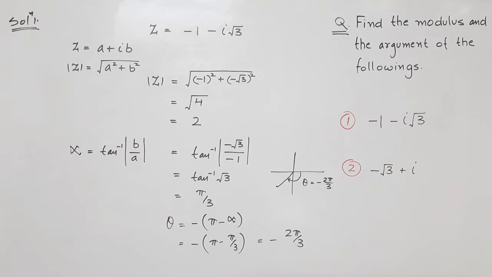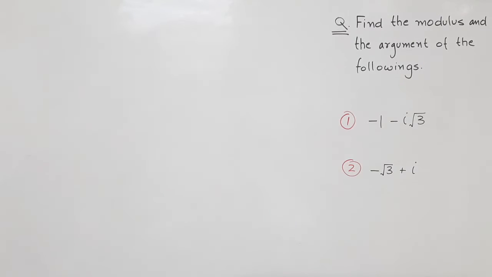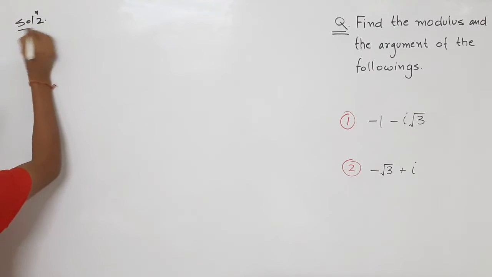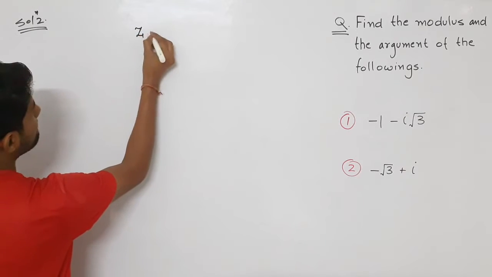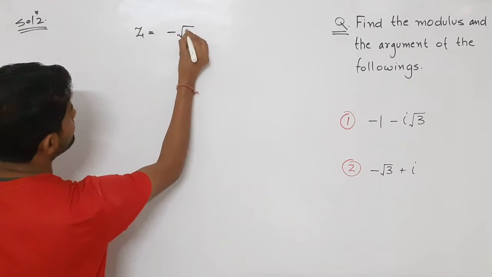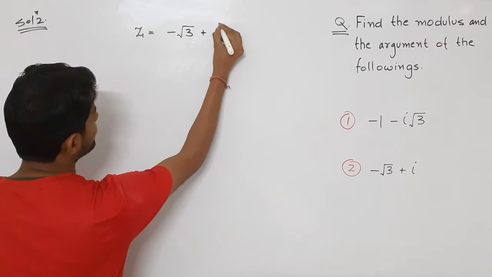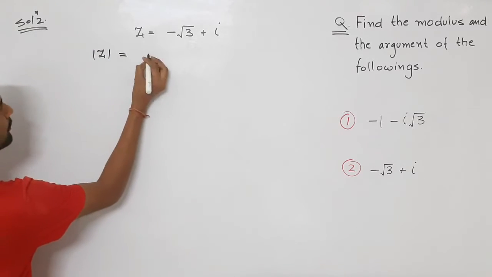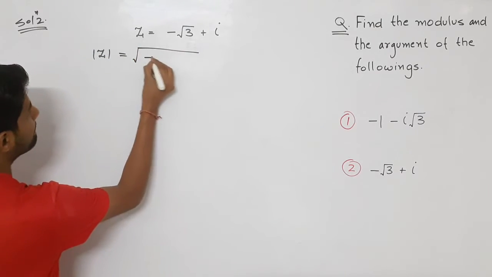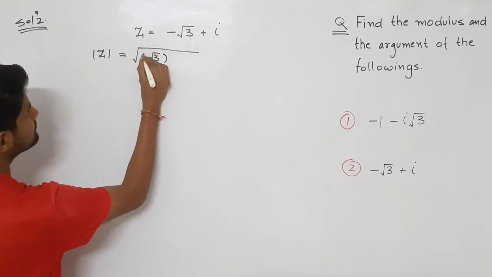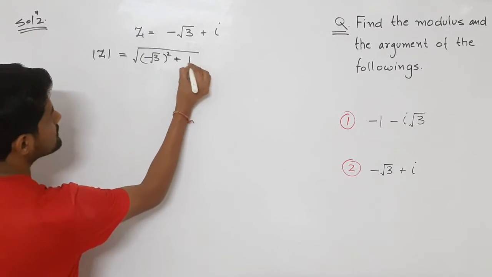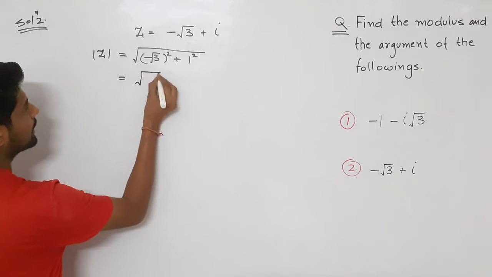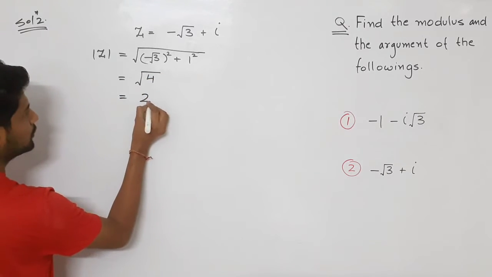Okay, now let's see the second question. So in second question we have minus under root 3 plus iota, right? I can write directly mod of this complex number will be square of minus under root 3 plus square of 1, which is again equals to 4, I mean under root 4, which is equals to 2.